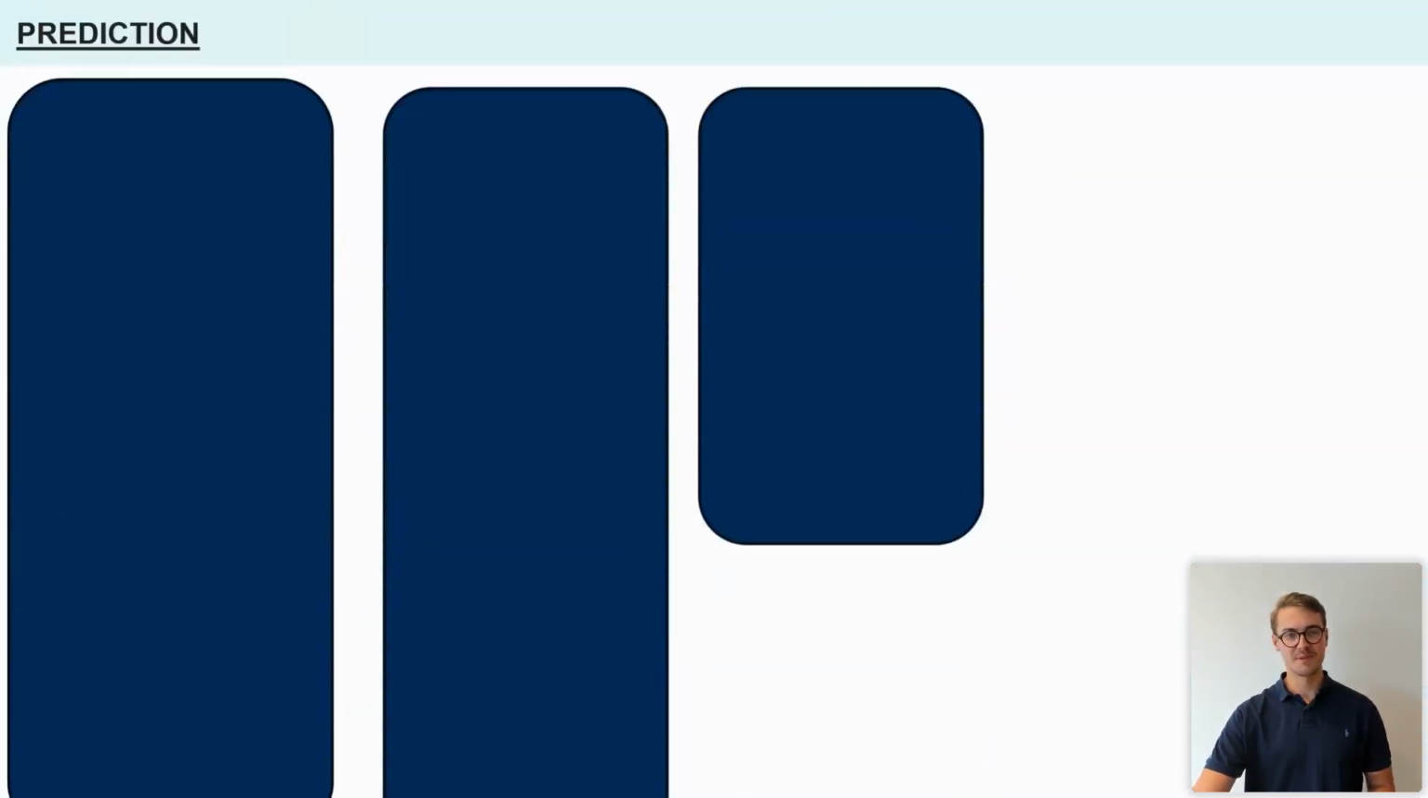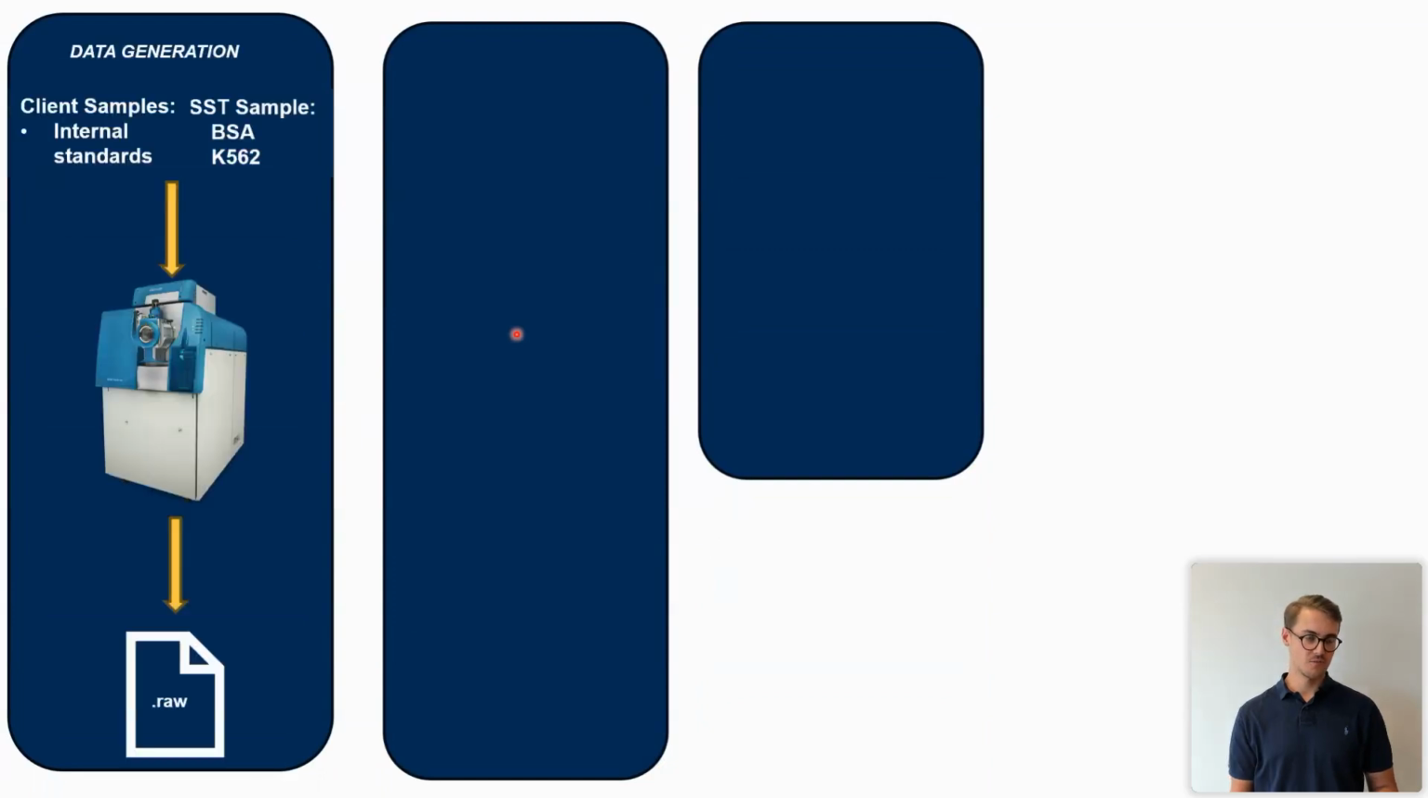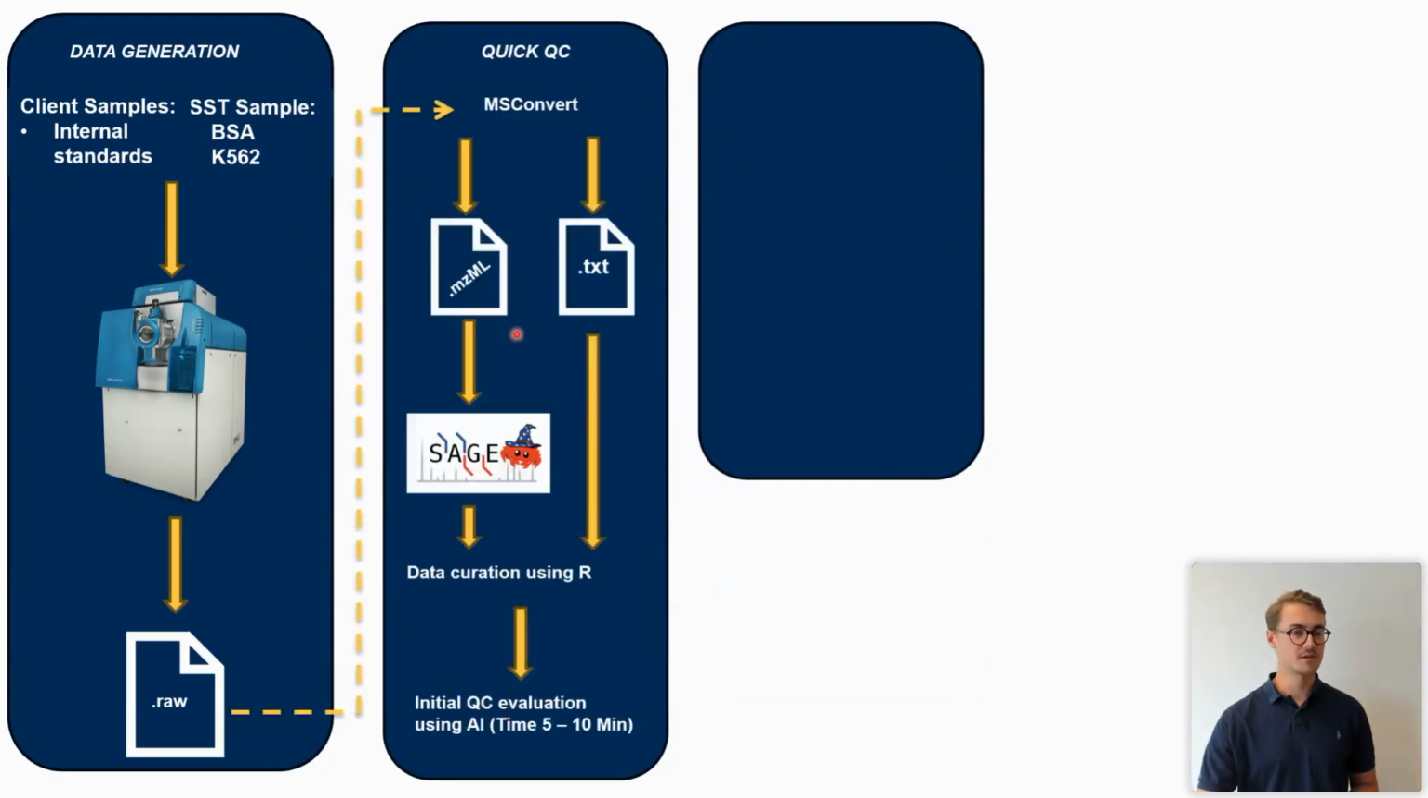So how have we actually implemented this at AlphaLyse? So the first part is data generation, of course. So we have our client samples where we have our internal standards we're looking at, and then we have our system suitability samples where we're looking at BSA or a more complex sample like K562. We have our quick QC segment, which does a very fast evaluation where it converts the raw files and then searches them very fast and takes about 5 minutes. So you get a very, very quick answer if there's any problems on the instrument, so you can actually stop it from running any more customer samples.